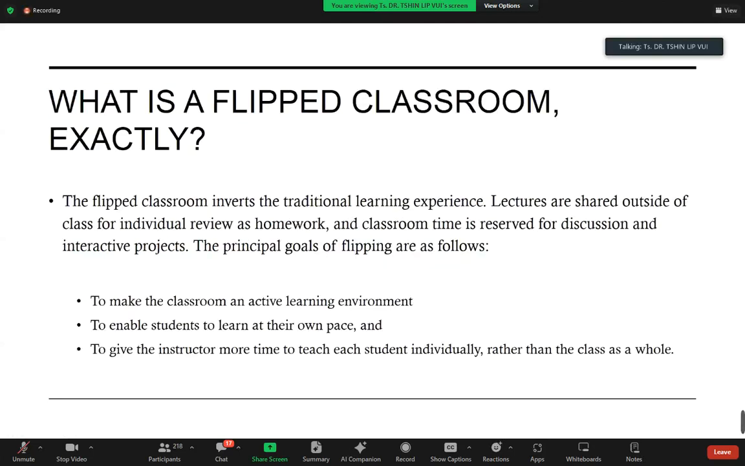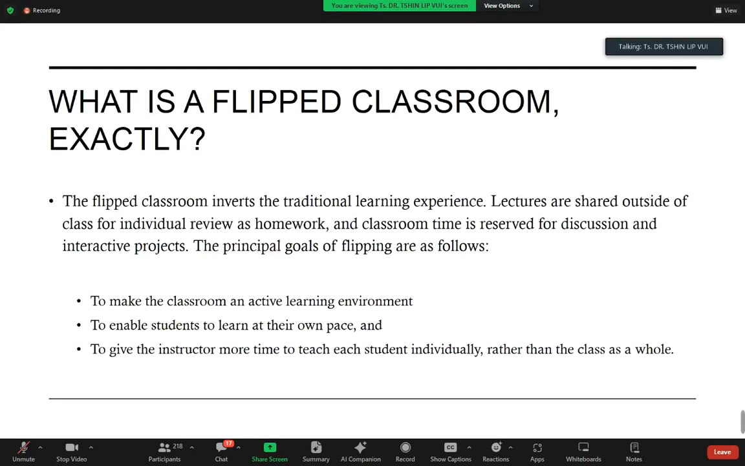But what is a flipped classroom exactly? The flipped classroom inverts the traditional learning experience. Lectures are shared outside of class for individual review as homework, and classroom time is reserved for discussion and interactive projects.